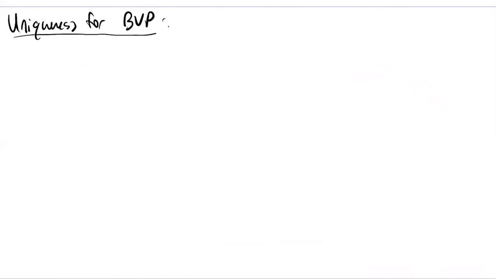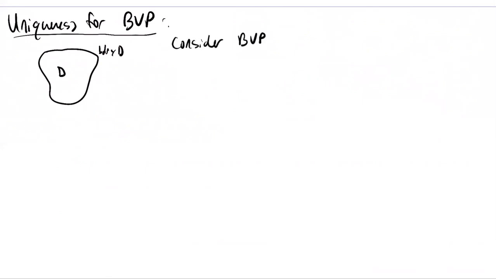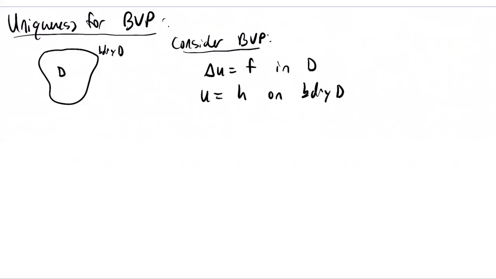Right. So let's suppose we have a domain D as before with the boundary. And so let's consider the following boundary value problem. Suppose that the Laplacian of my function u is equal to some function f inside the domain D. And let's suppose that I have a certain boundary condition, say u is equal to h on the boundary of D. This is the Dirichlet problem, the Dirichlet boundary conditions.